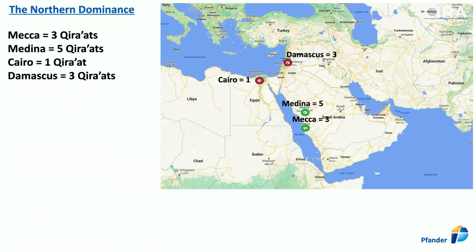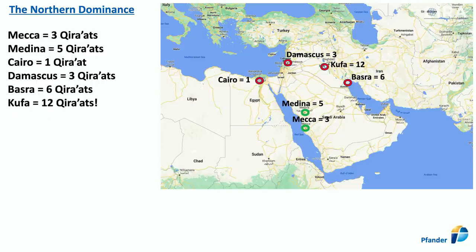Damascus, three qira'ats come from Damascus. Basra has six qira'ats come from Basra. And Kufa, double that number, 12. Why do you think? Just try to guess. You probably don't know the reason, but why would you think so many come from Kufa?